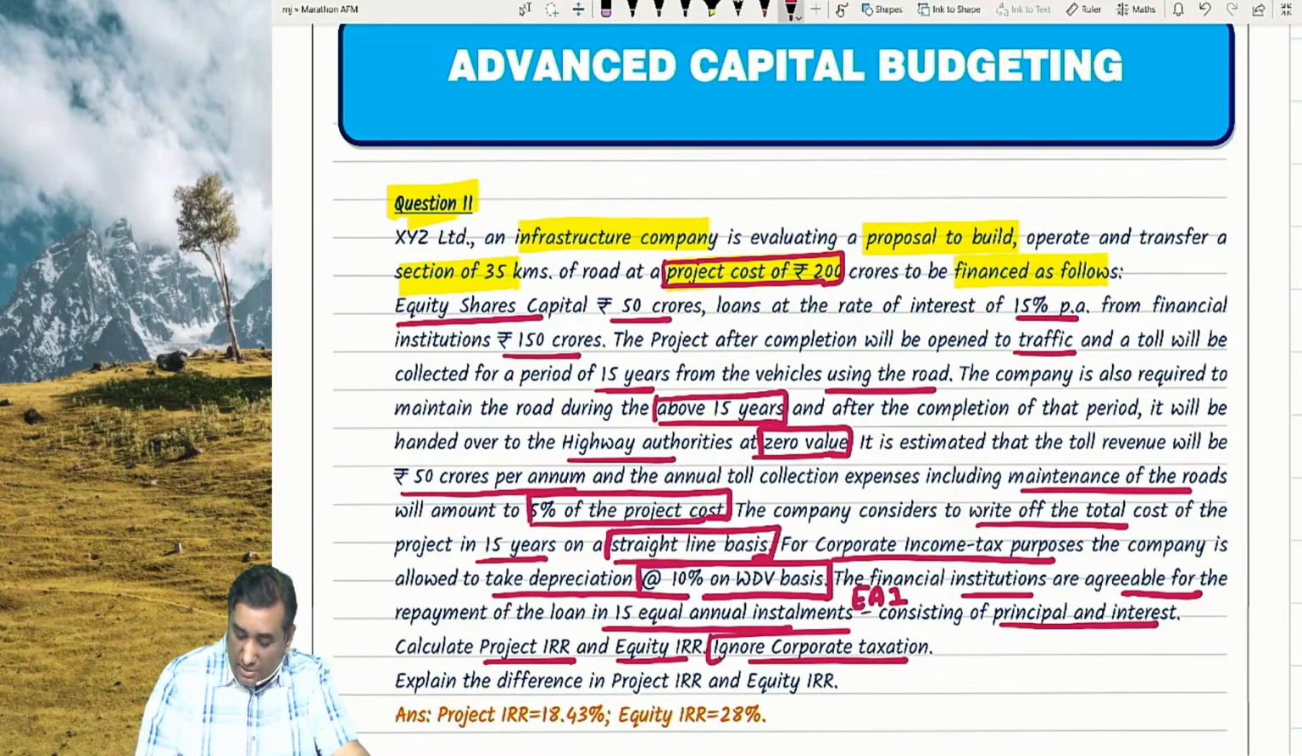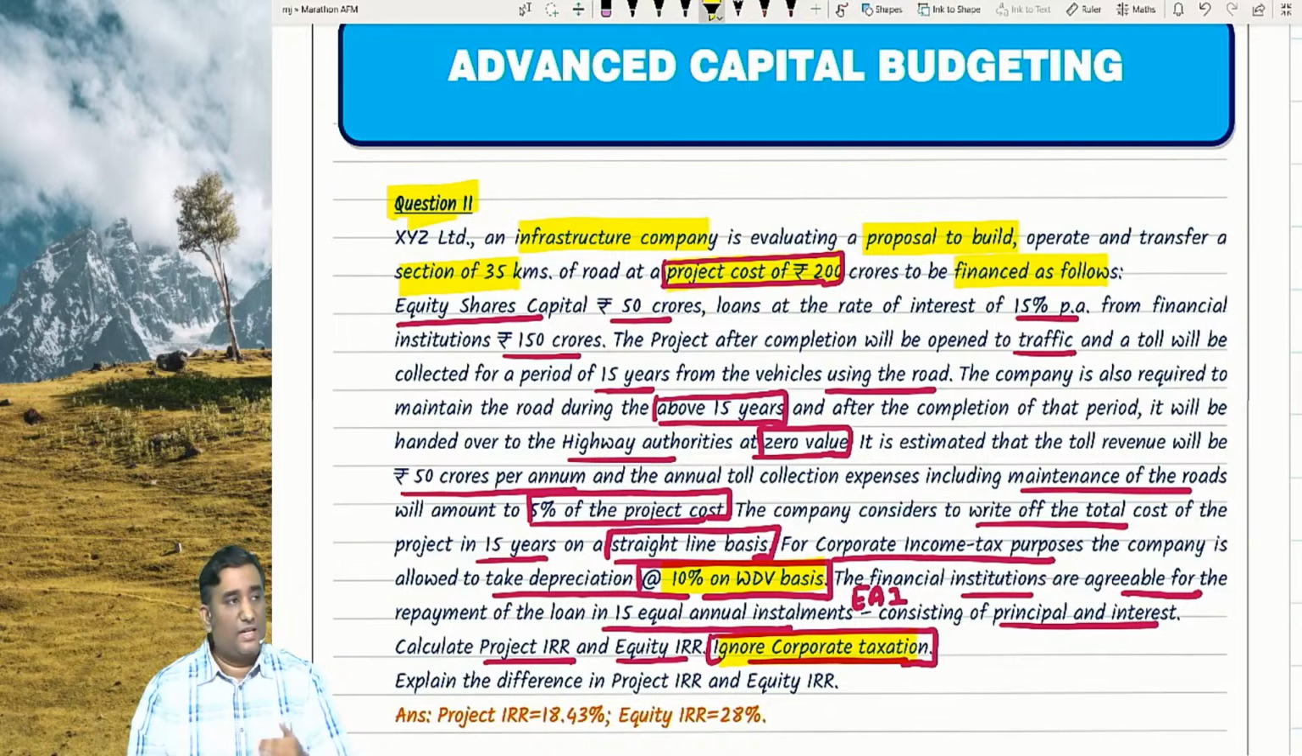Ignore corporate taxation. This is an important line, because if you ignore taxation, depreciation becomes useless. Otherwise things would have been slightly complicated, because then you would use something called leasing or hire purchase, in which you would segregate principal and interest, interest will save tax, and life would have been slightly difficult. Explain the difference in project IRR and equity IRR.